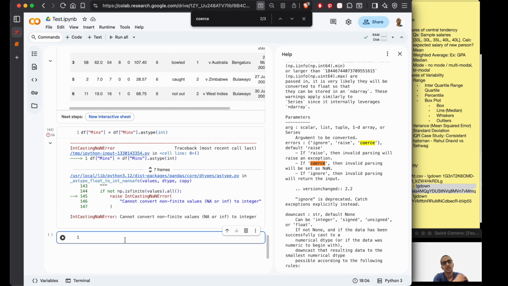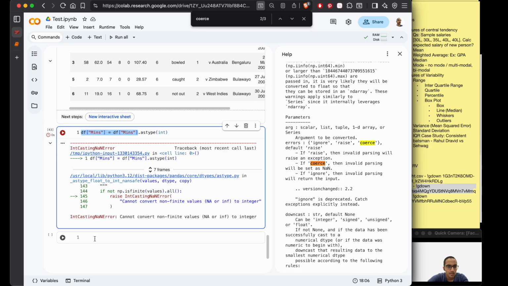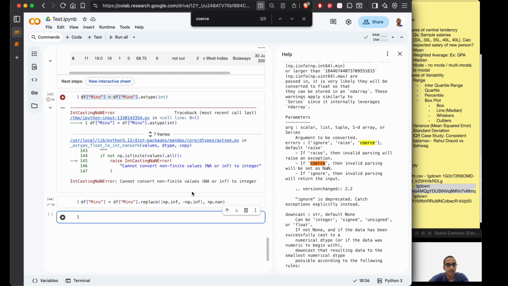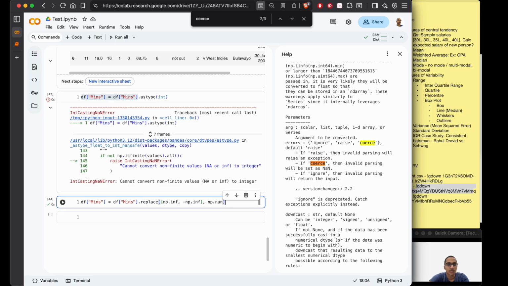So what we have to do is, let's see, first we'll replace np.inf and minus np.inf with np.nan. So we'll replace all infinities with null values. Then, okay, I think I have to do an astype int as well. Let's see.